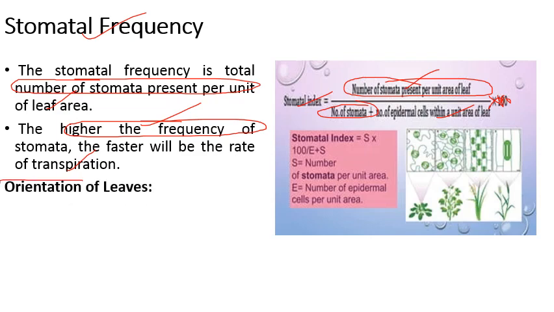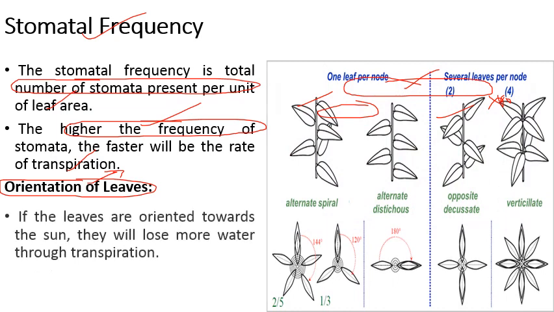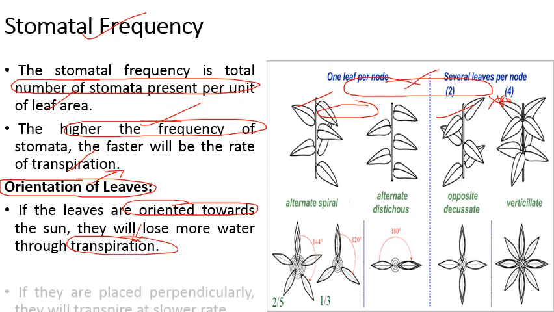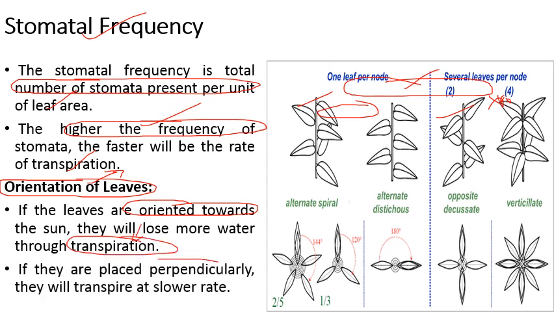So there is a direct relation with this stomatal frequency. Next comes orientation of leaf. ये भी बहुत important factor है. If the leaves are oriented toward the sunlight, they will lose more water through transpiration. अगर direct exposure में sunlight के तो ज़्यादा water loss होगा. If they are placed perpendicularly, they will transpire at a slow rate. अगर light के perpendicular leaves की orientation होगी तो उसमें transpiration कम होगा.